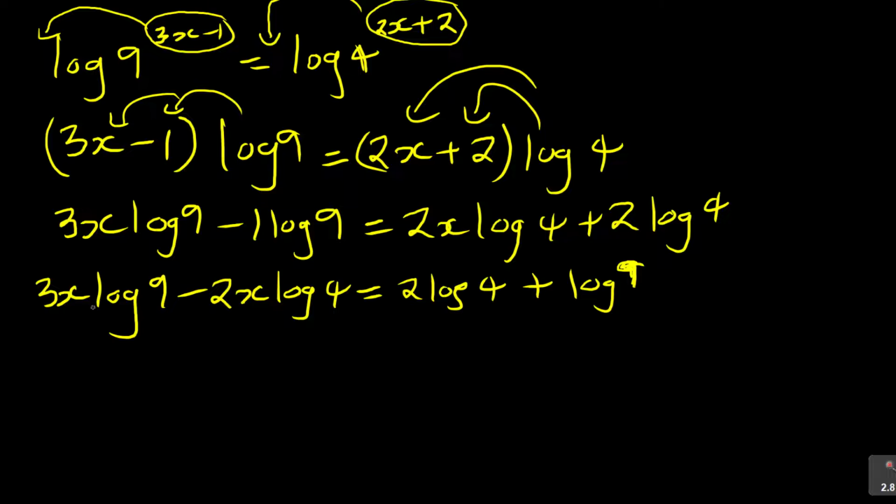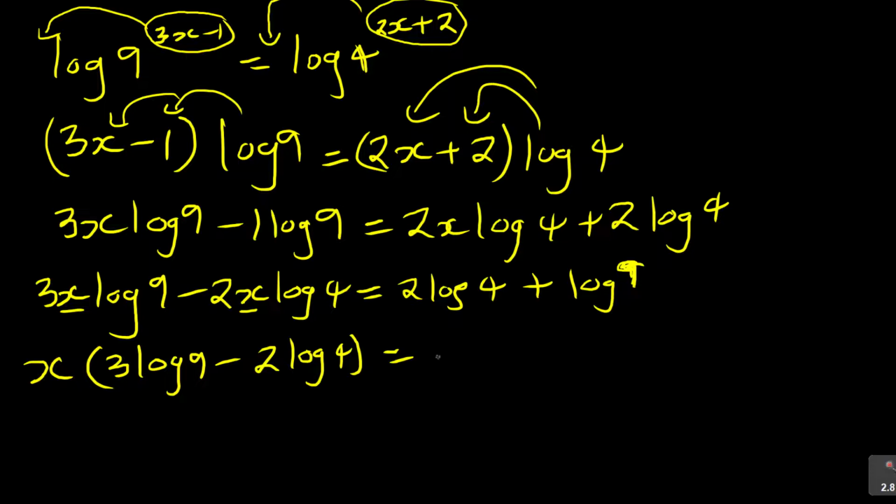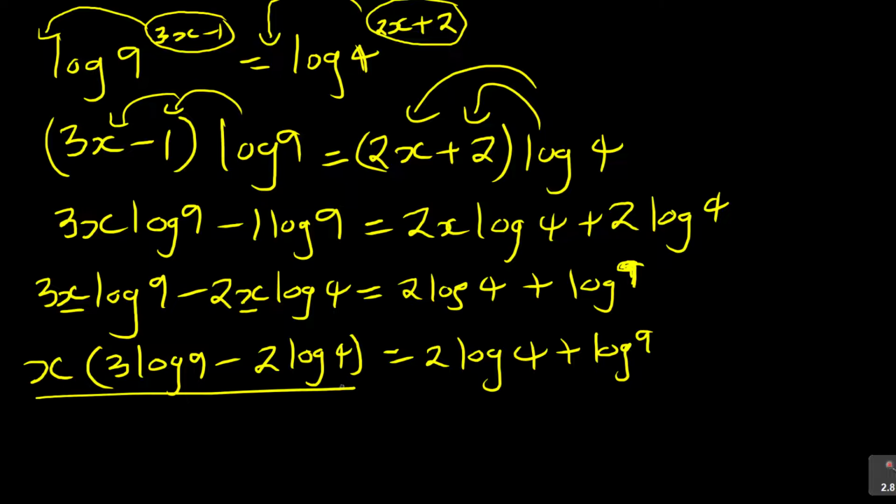Now, when I've got here, because the 3x and the 2x, look, they're on the outside, I can factorize x here. So I'm left with 3 log 9, still allowed, minus 2 log 4. This is allowed. Are you getting it? Is equal to 2 log 4, don't apply the laws, plus log 9. It's not necessary. Focus on x. You divide by what you don't want, which is 3 log 9.